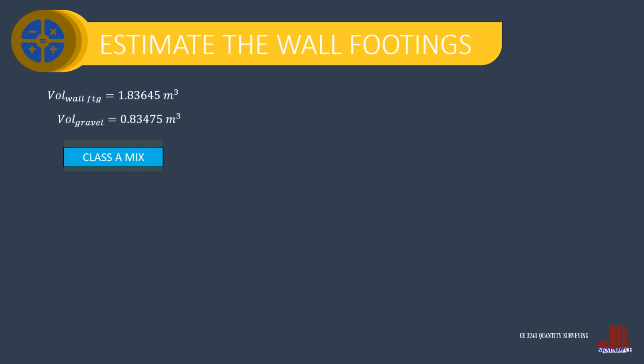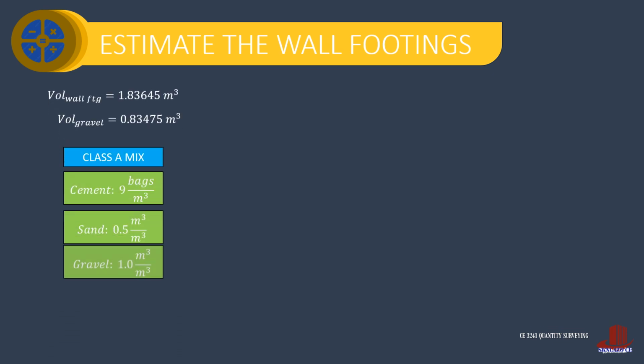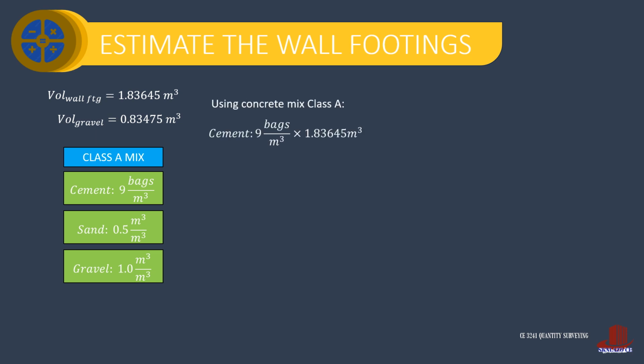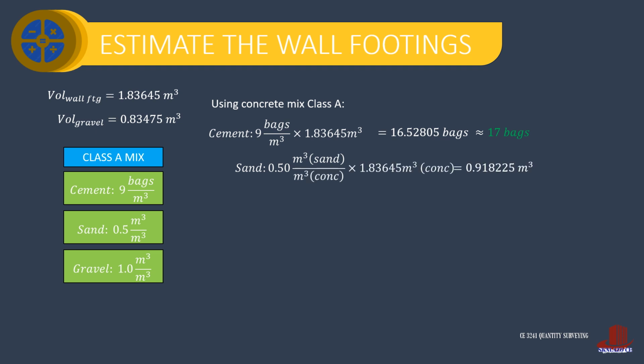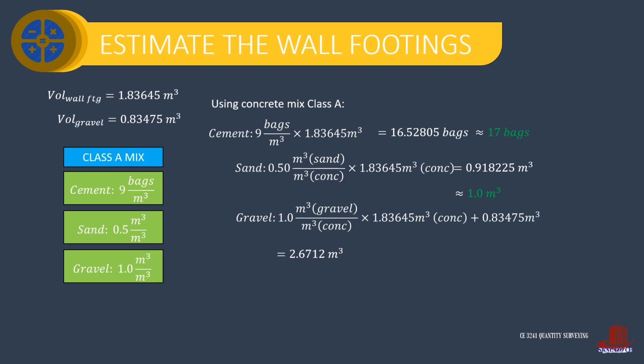With the volumes accounted, we are again to use concrete class A mix. Cement is then 9 times the volume, resulting to 16.52805 bags, or 17 bags. Sand multiplies the volume by 0.5, giving 0.918225 cubic meters, rounded to 1. Then for gravel, multiply 1 with the volume, then add the volume required for the bed. The gravel needed is then 2.6712, then rounded to 3 cubic meters.